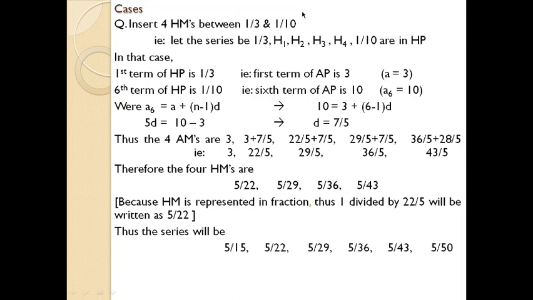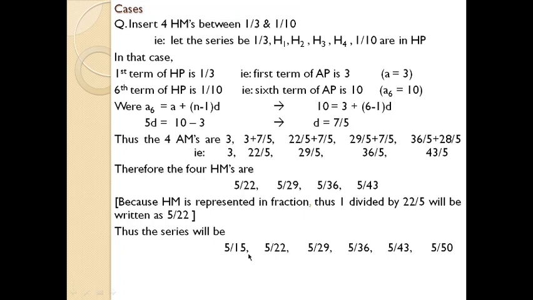But in the question, it is given that 1 by 3 and 1 by 10. So you need to make it similar so that the sequence can be said to be a harmonic progression or harmonic mean case. So for making this 1 by 3 and 1 by 10 similar to the 4 harmonic means, you just multiply these two fractions by 5. So you will get 5 by 15, that is 1 by 3 into 5, and finally 1 by 10 into 5 is 5 by 50. Remember, when you multiply a fraction, you need to multiply both numerator and denominator with the common number.